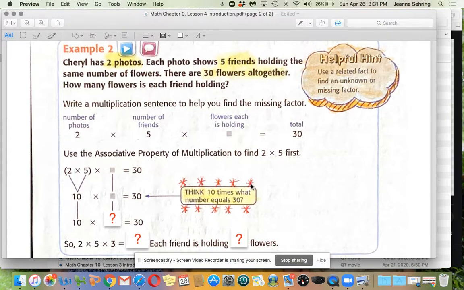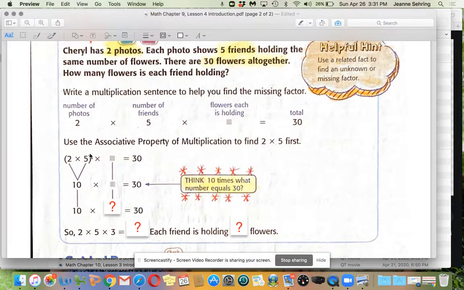All right, now we have Cheryl, who has 2 photos. Each photo shows 5 friends holding the same number of flowers. There are 30 flowers altogether. How many flowers is each friend holding? So this one gives us the answer. It told us that there's 30 flowers altogether. We know that there are 2 photos and 5 friends. We just don't know how many flowers they're holding.